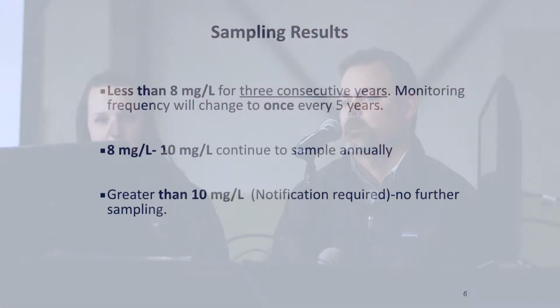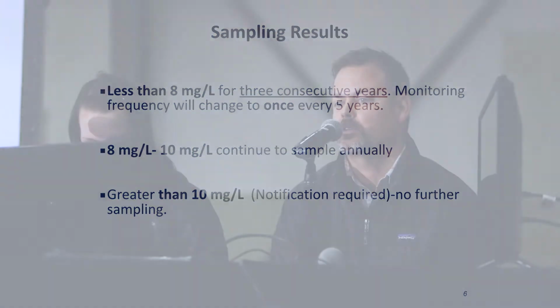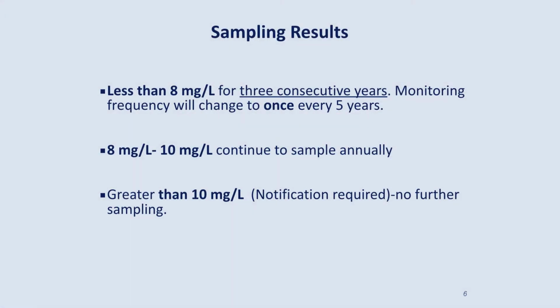So in terms of the sample results, if you're less than 8 milligrams per liter of nitrate plus nitrite as nitrogen for 3 consecutive years, your monitoring frequency will change to once every 5 years. If you're between 8 and 10 milligrams per liter, you'll continue to sample annually. And if you're over 10 milligrams per liter, there is a notification requirement, but no further sampling.